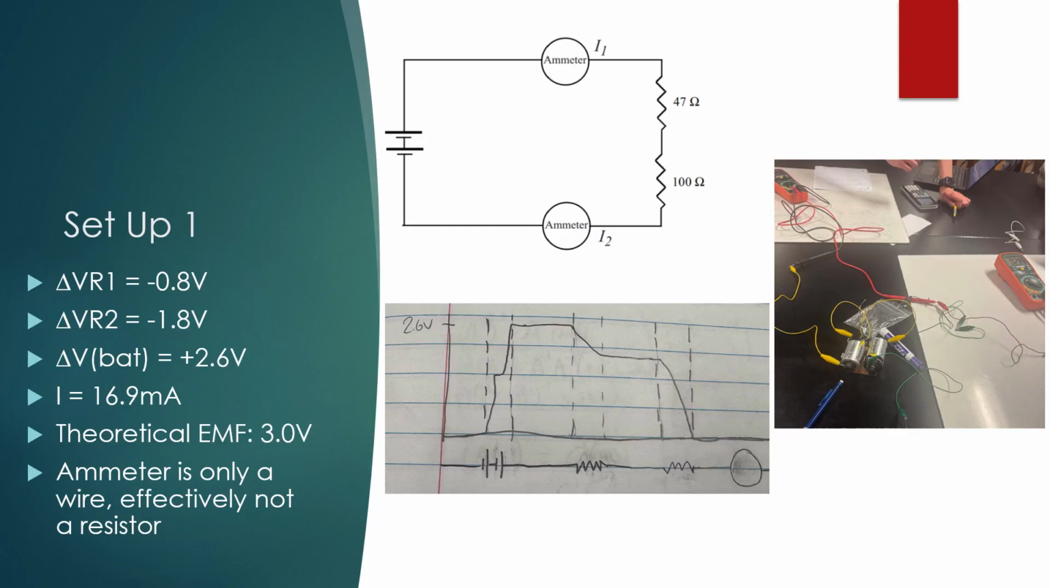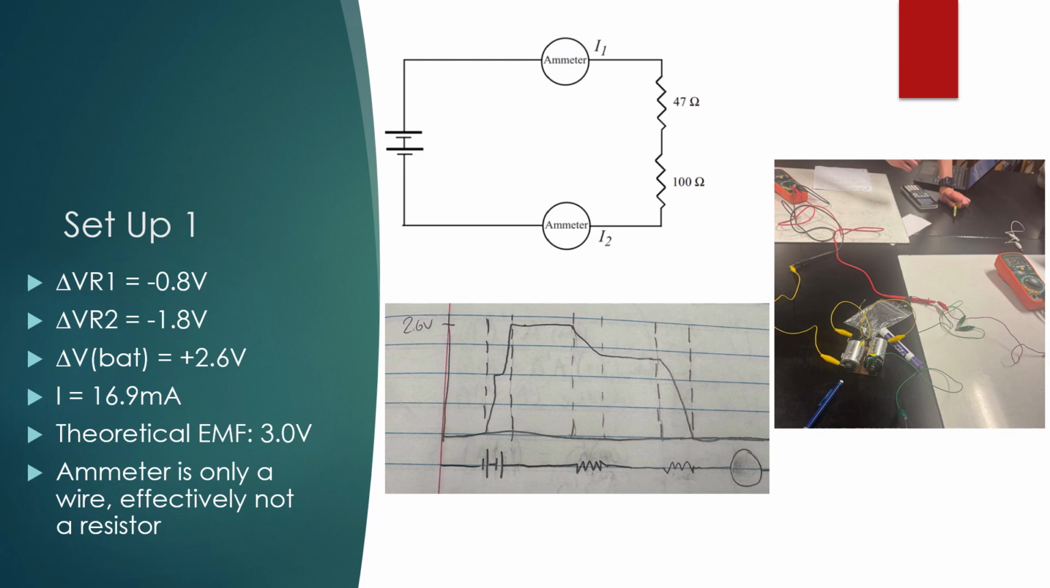For the first setup, we have the following circuit diagram as well as the picture of the circuit. It's a little messy, but VR1 corresponds to the resistor that appears right after the first ammeter, and right after I1, going in the clockwise direction, of 47 ohms, we have a potential drop of negative 0.8 volts. Over the 100 ohm resistor, we have a potential drop of 1.8 volts. And when we go back up to the battery, we add a potential increase of 2.6 volts in that loop. The calculated current was 16.9 milliamps.